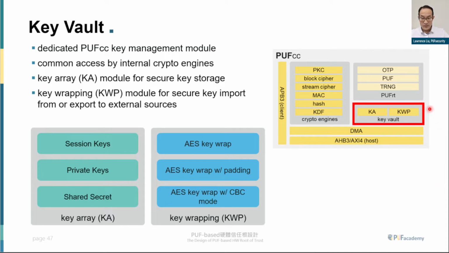So next we have the key vault, which is PUFcc's dedicated module for key management. It's comprised of a key array, a KA, for secure key storage, and a key wrapping module, KWP, to support secure key exchange. KA has storage slots dedicated for session keys, private keys, and one especially for shared secrets. And the key wrapping module supports 3 different key wrapping modes to select from, such as AES, AES with padding, and AES with CBC. And notice they're all based on the AES cipher.